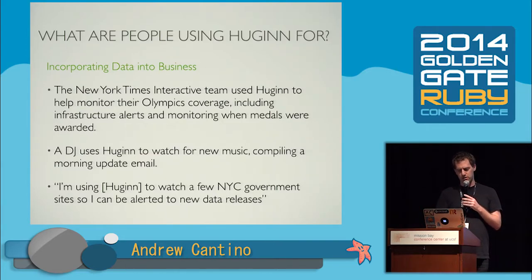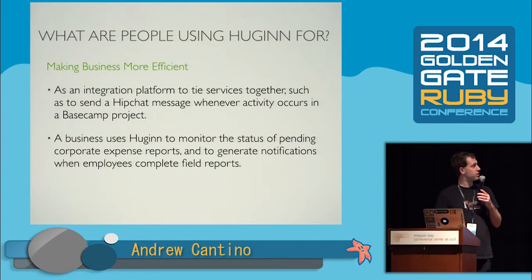A DJ I know uses it to watch for new music and send him a digest email. And there's someone who was telling me they watch the New York Times public data releases and get an email when something comes out. Basically, there's something you want to know about, but you don't want to check it every day. Make a system that tells you when something interesting happens. Finally, you could use it to tie things together, send a HipChat message when there's a new Basecamp project, or monitor the status of expense reports in some internal system.